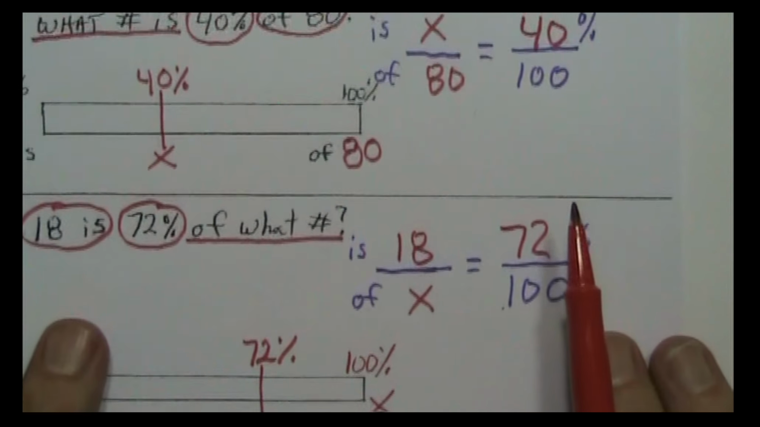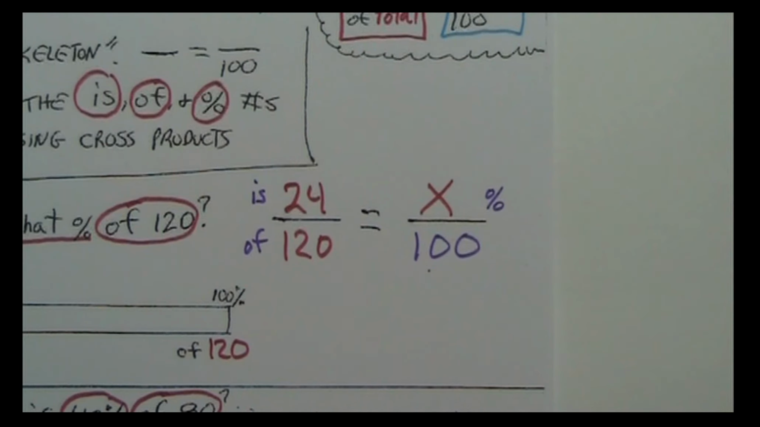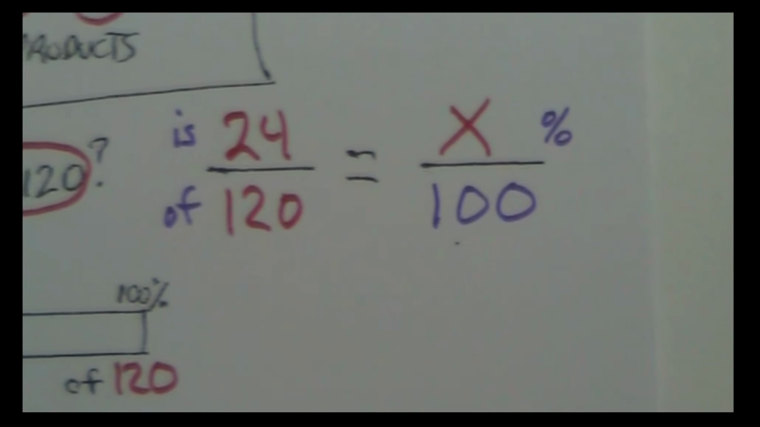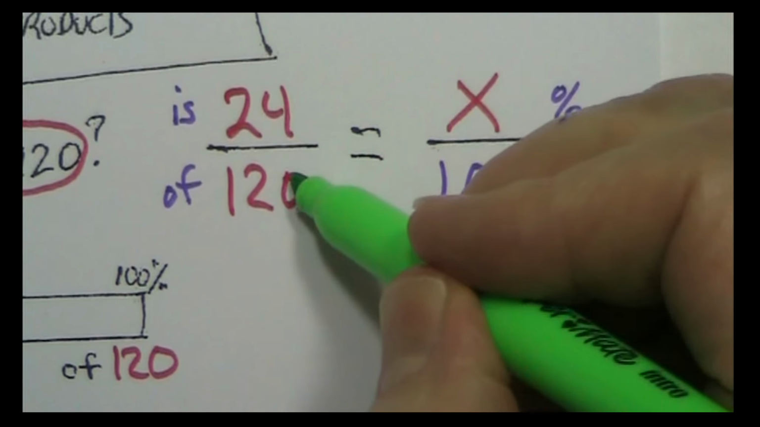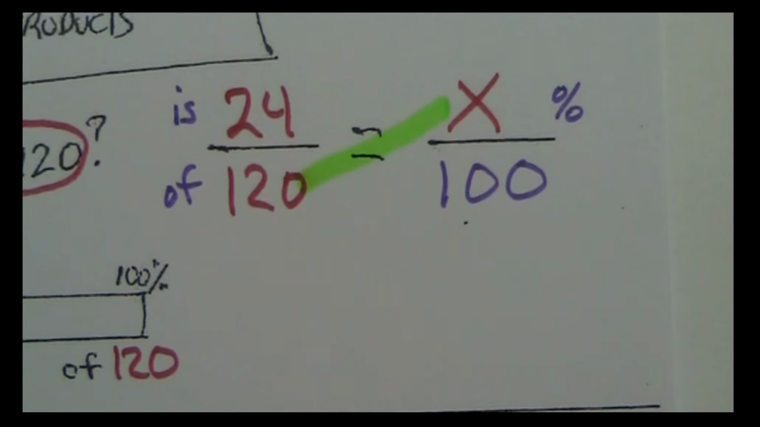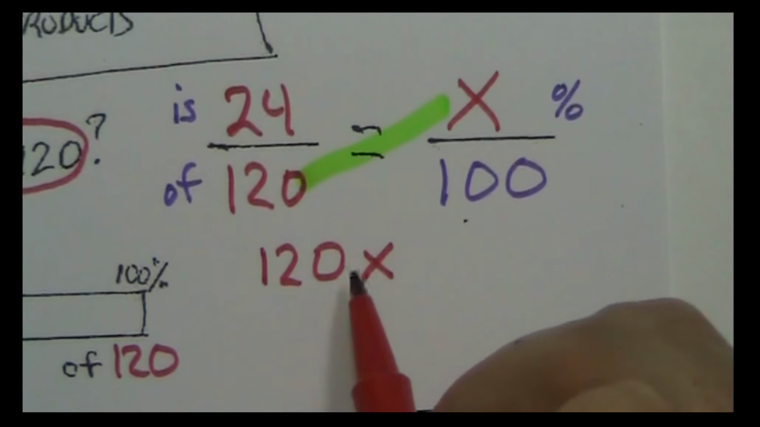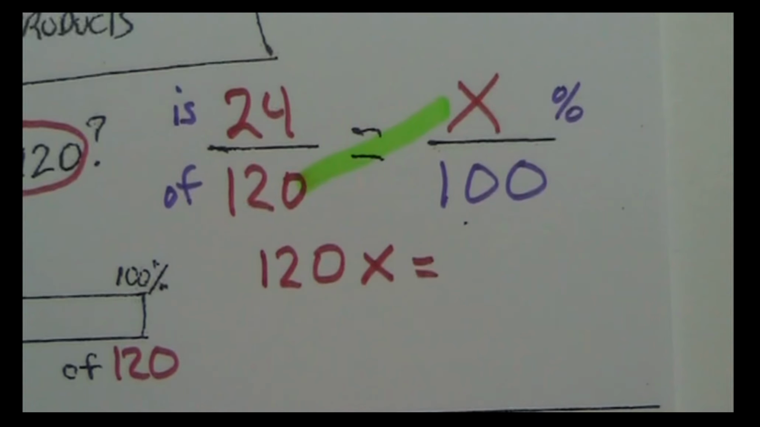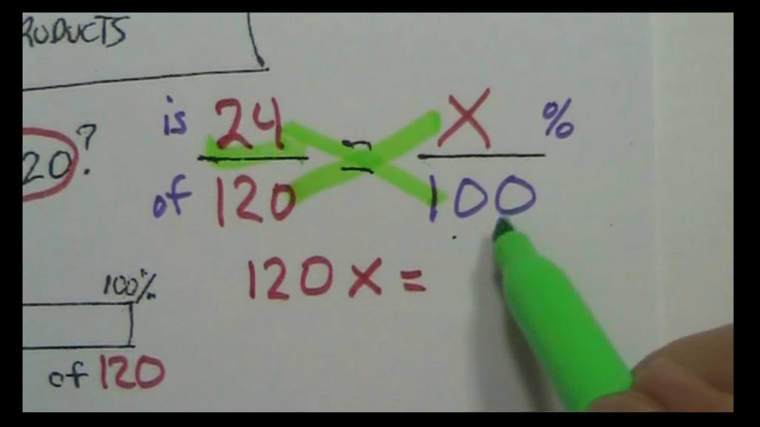Okay, now we just need to solve the proportion. We solve proportions using cross products. So let's look at the first one. Cross product, so it's going to be these two. Those two are 120x, 120 times x. You don't have to put the dot if you don't want to. Is equal to the other two, 24 times 100.